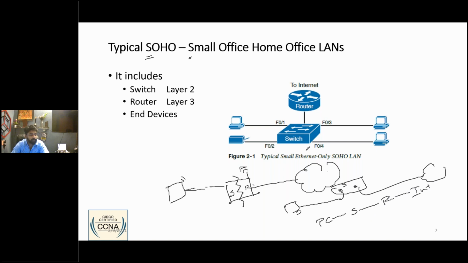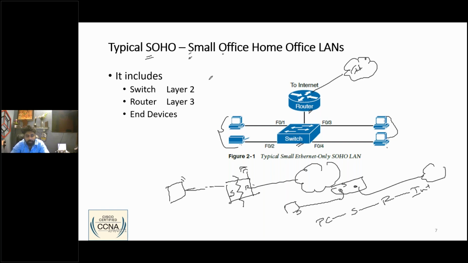Exactly. The same diagram is drawn here, but in a more technical form. We have three PCs, one switch, and one printer connecting to the switch. Then the switch goes to the router, which goes to the internet. This is called a small office, home office LAN.